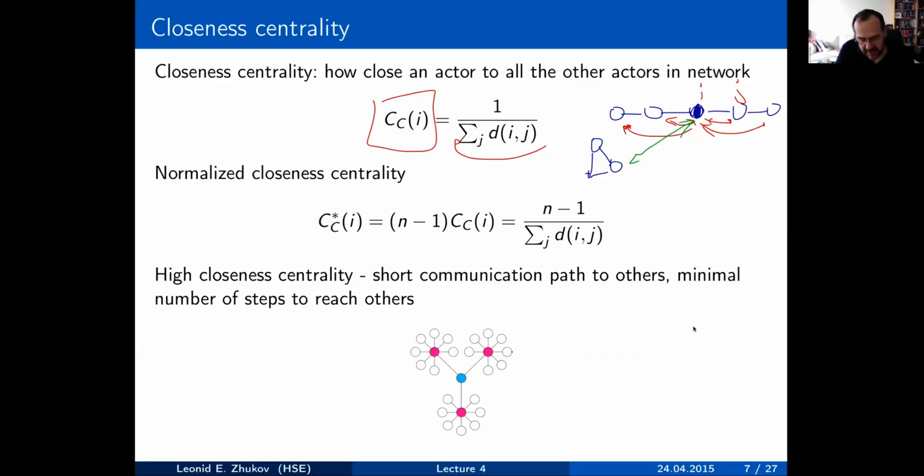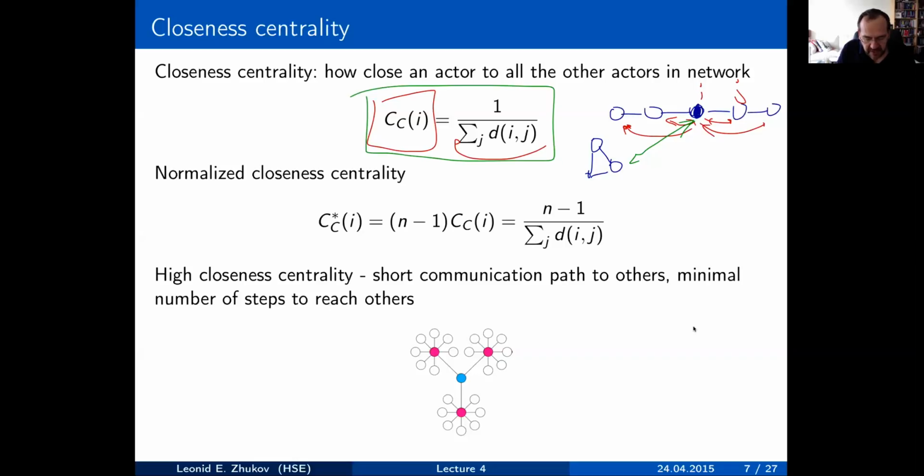So you have to be careful with this. But if the graph is connected and the graph is undirected, and that means you can reach any node from any other node, then this is a formula.